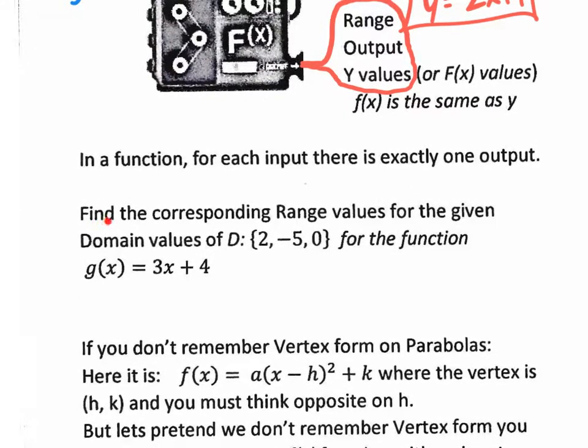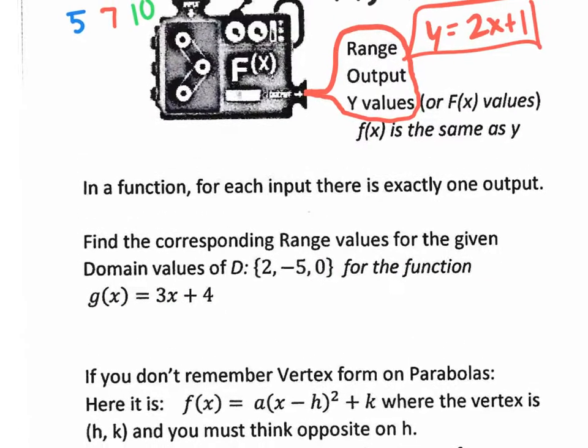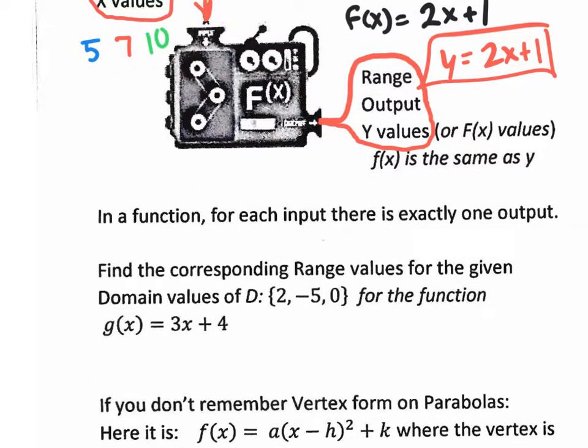Check out this question. Find the corresponding range values for the given domain values of 2, -5, 0 for the function g of x. Okay, so once again, what do they want? They want you to find the range values. Now, what are range values? Range values are your outputs. They're your y values. Okay, for the given domain values.